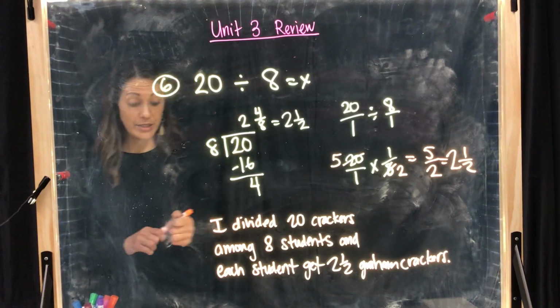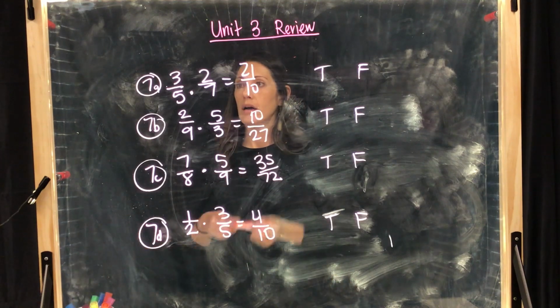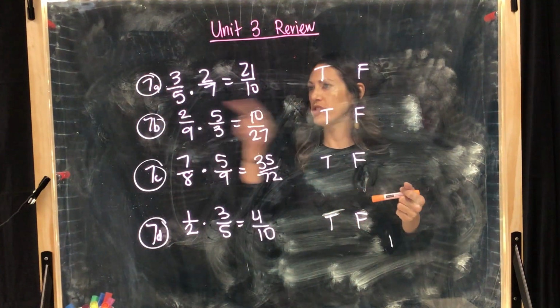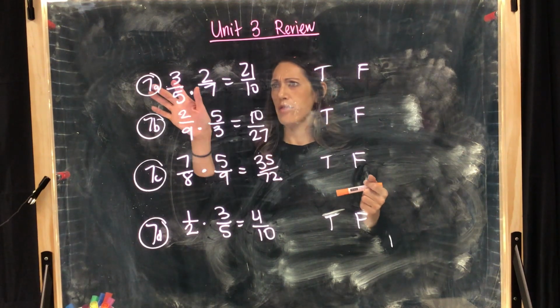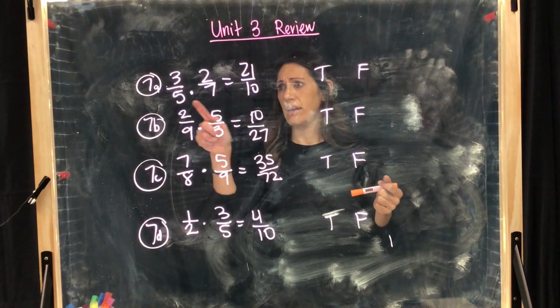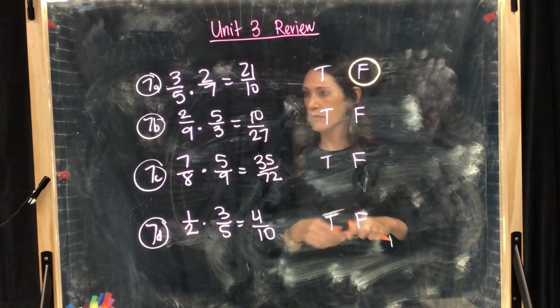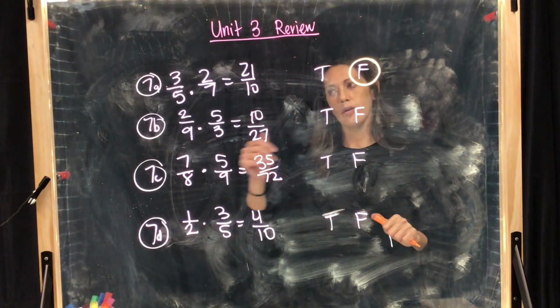Okay, so that's number 6. Let's take a look. I have 3/5, and I'm multiplying it by 2/7. Okay, I'm going straight across to multiply. 3 times 2 is 6, and 5 times 7 is 35. That does not seem correct. That's false, okay?